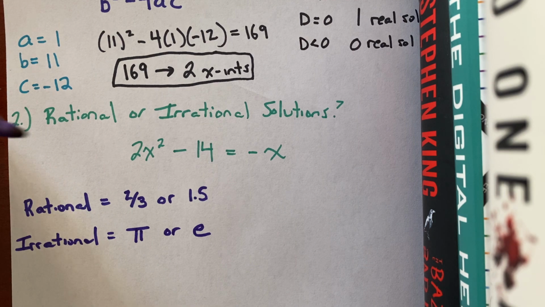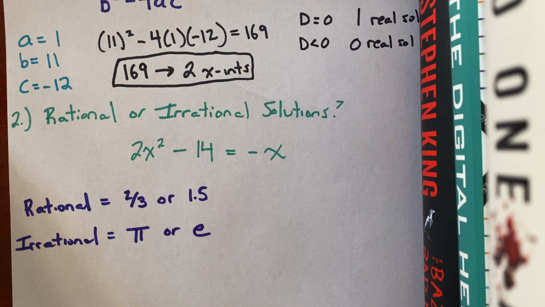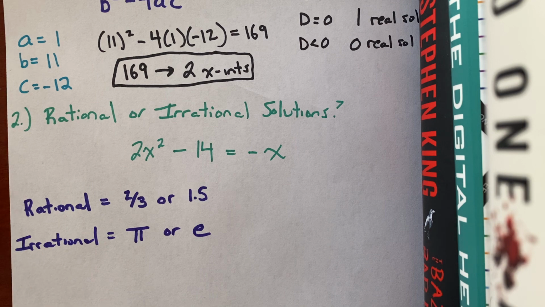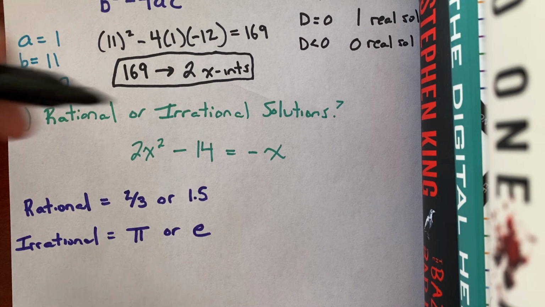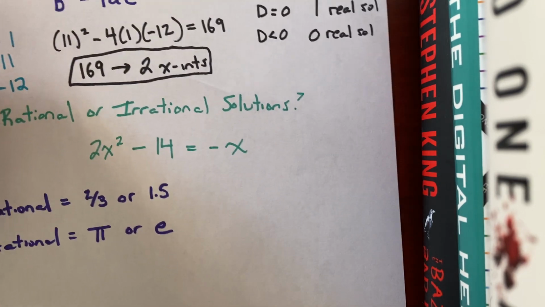All right, so when I'm doing a problem like this, I want to calculate my discriminant, and I want to see if I can take the square root of that discriminant. If you can take the square root of that discriminant and get a nice number, then it's a rational solution. If you take the square root of the discriminant and get a not so nice number, then it's an irrational solution. So first thing I want to do is take my quadratic equation, 2x squared minus 14 equals a negative x, and put it into standard form.